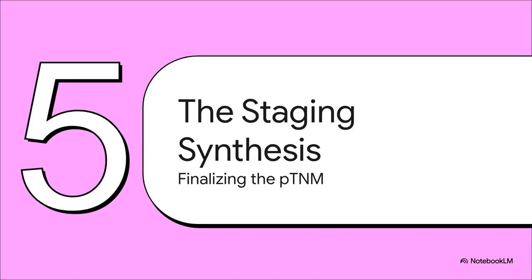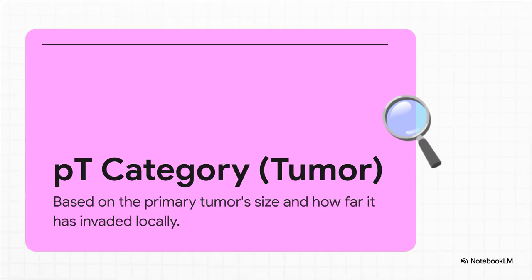So, we've gathered all our evidence. The size, the grade, the invasion, the margins, all of it. Now, it's time for the grand finale. We're going to synthesize all of this information into the final pathologic TNM stage. So the T in TNM stands for tumor, and it's a direct summary of the primary tumor itself. And as we've already hammered home for these appendiceal NETs, it's a combination of two things, the tumor's biggest dimension and its depth of invasion.